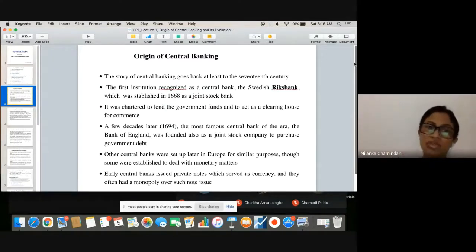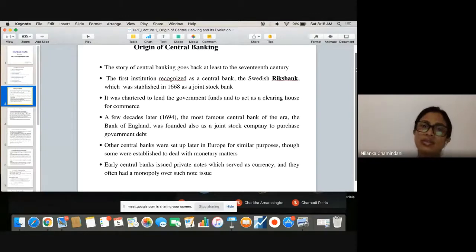At the beginning, it was actually a private institution, right? It operated as a joint stock bank. There were many private stakeholders, and it was established in 1668. You know that it was a private entity, but it started to lend the government funds. So one of their basic or major responsibilities was to lend the government funds.